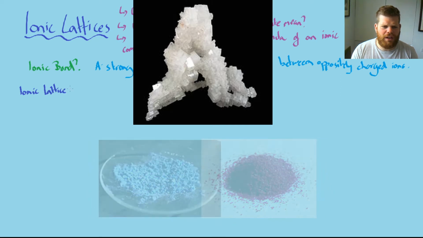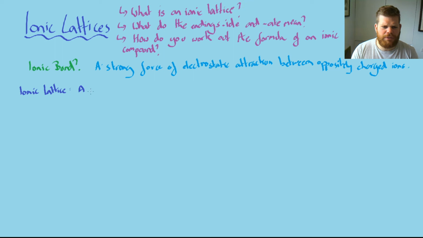which is a regular arrangement of alternating cations and anions. And what they do is they form crystals.